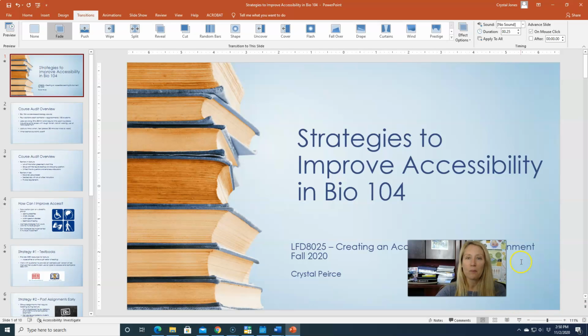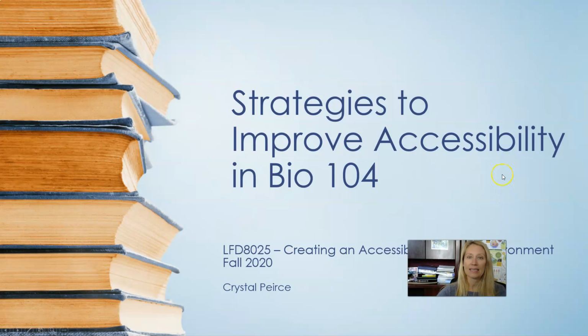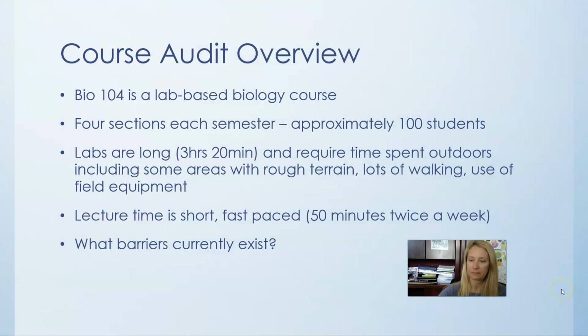So let me tell you a little bit more about my course and some of the strategies that I am going to implement, or I hope to implement, when trying to make this course more accessible for students. First things first, the course I chose to do this accessibility audit for is once again the Bio 104 course, which is our environmental lab biology course. This course meets gen ed requirements. So it's a science with lab course, so any student can take it to meet that requirement for their degree.